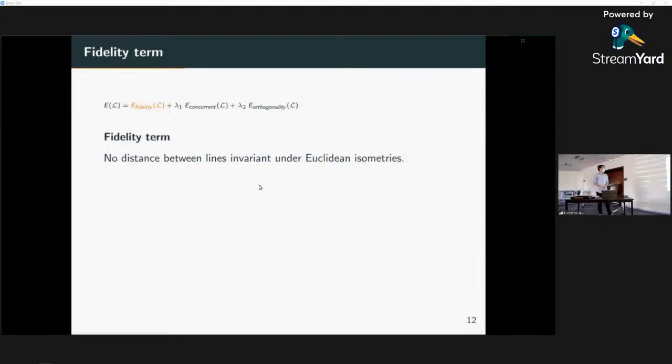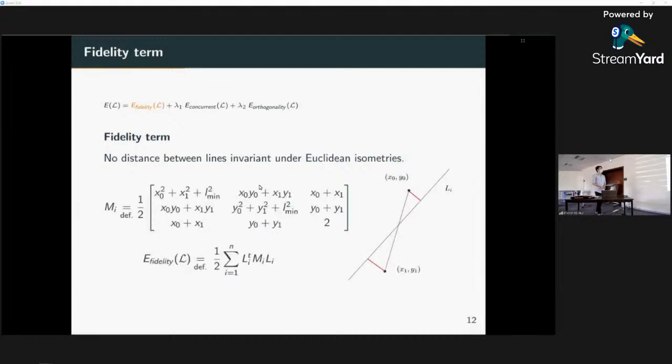To circumvent this issue, we propose to construct a fidelity term that is based on the initial segments that are associated to each line in the partition. And so we write a symmetric matrix which computes, for each Euclidean normalized line, the squared distance between the endpoints of the segment that is associated with the line. And the fidelity term will be the sum of those quadratic forms.